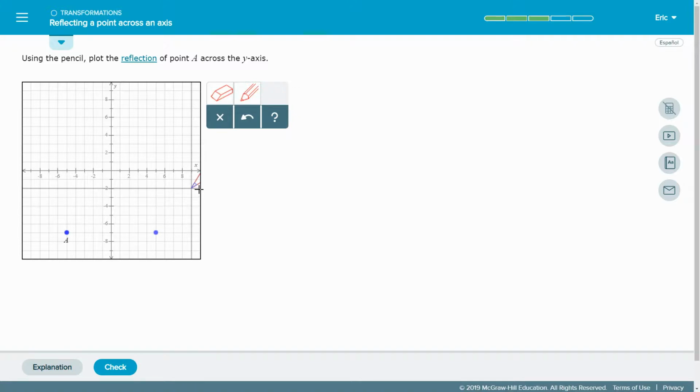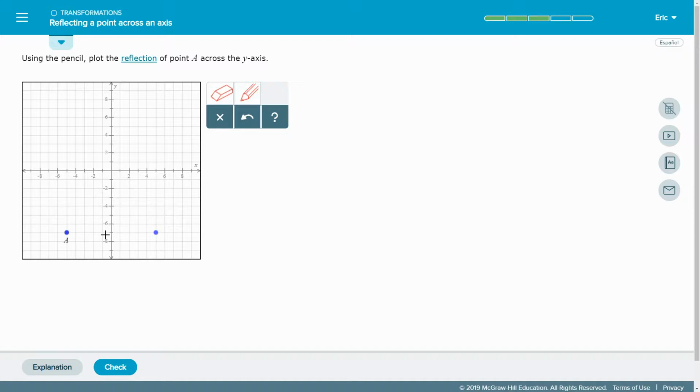Now, if they ask us to reflect over the x-axis, I would do the same thing with my horizontal line. It would just be 1, 2, 3, 4, 5, 6, 7. Notice how if I am reflecting across the x-axis, I am only going up or down. I am not going left or right. And if I'm reflecting across the y-axis, I am only going left or right. I am not going up or down.